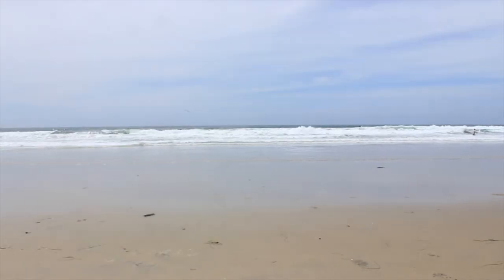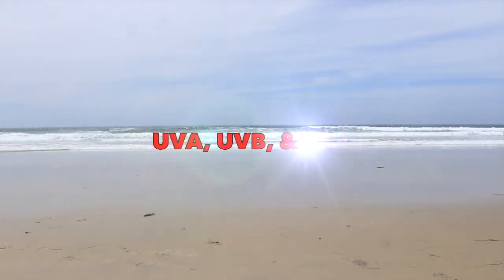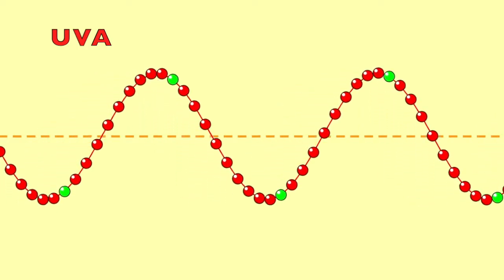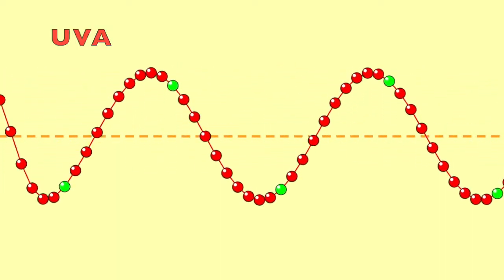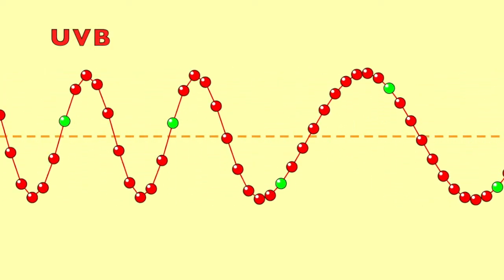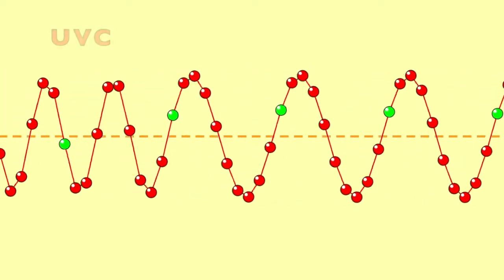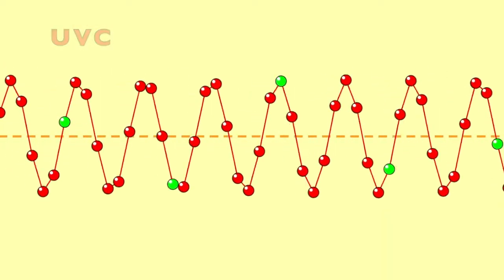But wait, why do we have to protect our skin at all? Well, ultraviolet radiation emitted by the sun is classified into 3 types: UVA, B, and C. UVA, with the longest wavelength, has the least energy and is the least damaging to skin. UVB has a shorter wavelength and causes more damage. Finally, UVC, with the shortest wavelength, carries the most energy and is the most harmful.